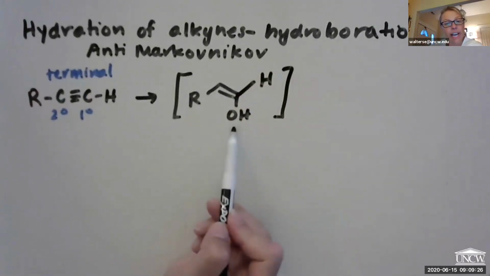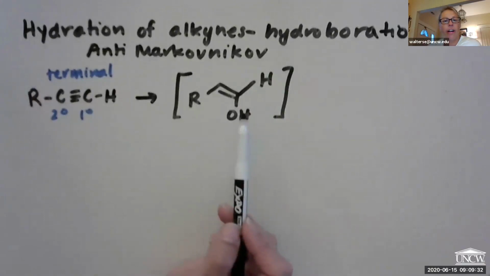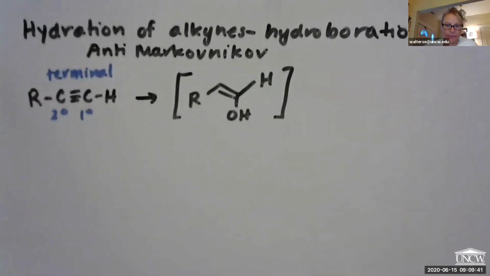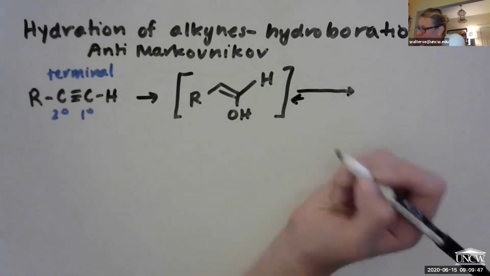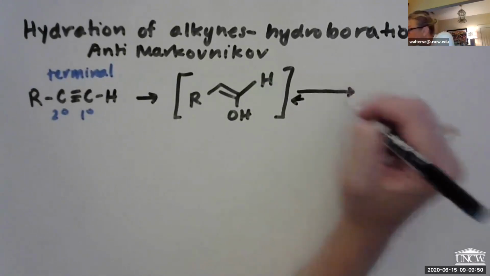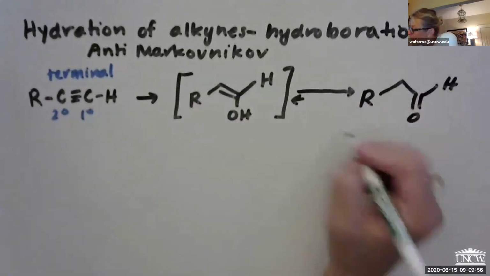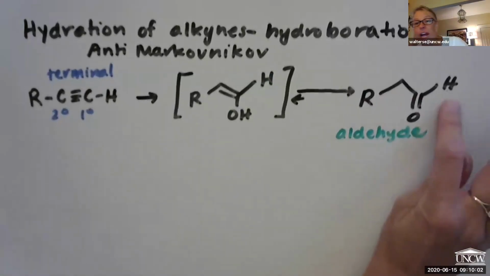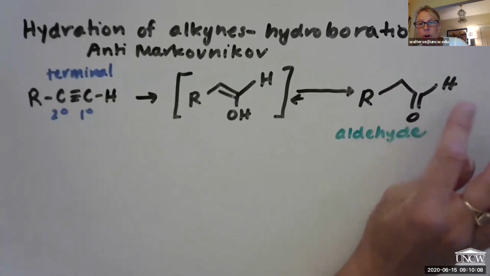It's just that the hydroxide ends up on the primary carbon in the enol in this reaction, whereas in the Markovnikov addition, the hydroxide ended up on the secondary carbon. Okay, and again, this will tautomerize, and it is product favored to form an aldehyde. So the difference again between an aldehyde and a ketone is the presence of a hydrogen on the carbonyl carbon instead of two R groups.